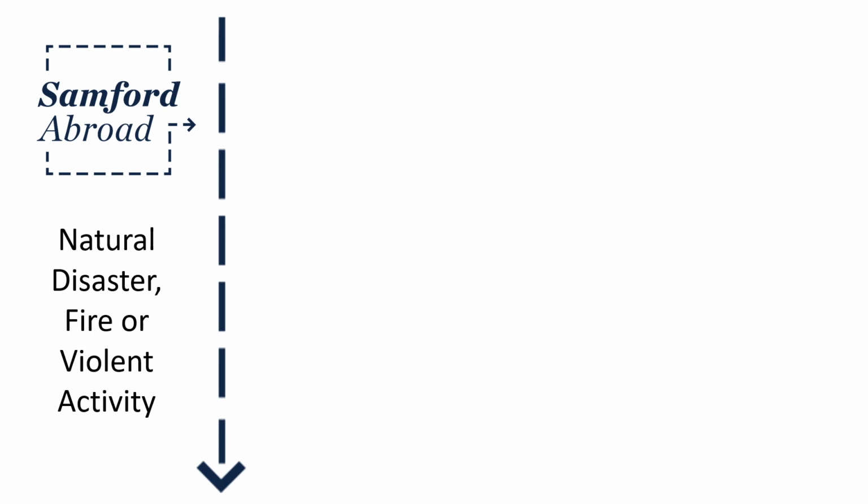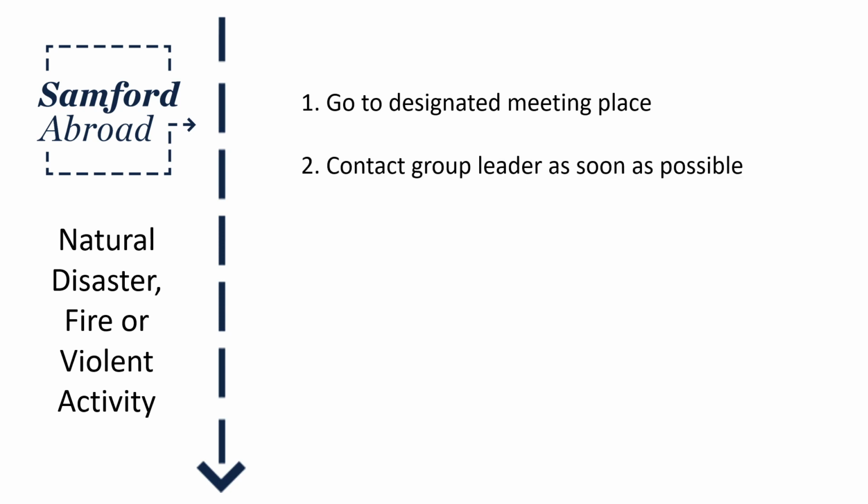In the event of natural disaster, fire, or violent activity, make sure you go to the designated meeting place that your faculty leader has arranged with you ahead of time. If your faculty leader hasn't provided you that information, please be in touch with them and make sure that they are thinking about ways to coordinate and communicate during any of this type of activity.